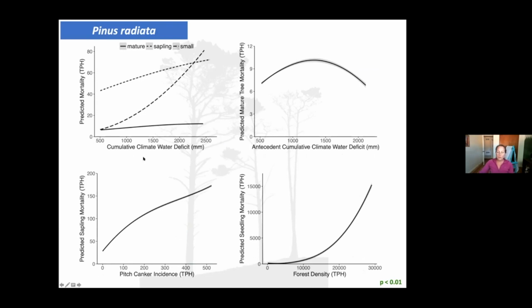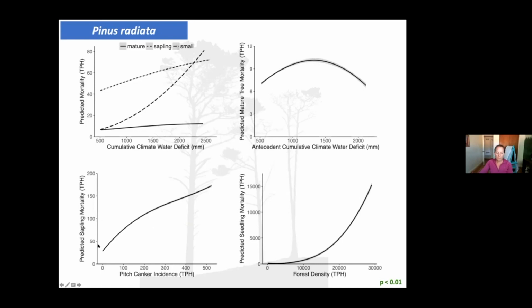Cumulative climatic water deficit, so across a given year, was the best predictor of mortality in mature, sapling, and small size classes. The previous year's climatic water deficit was also influential in impacting mature trees, but there seems to be some threshold here that interacts with the current year's climatic water deficit.